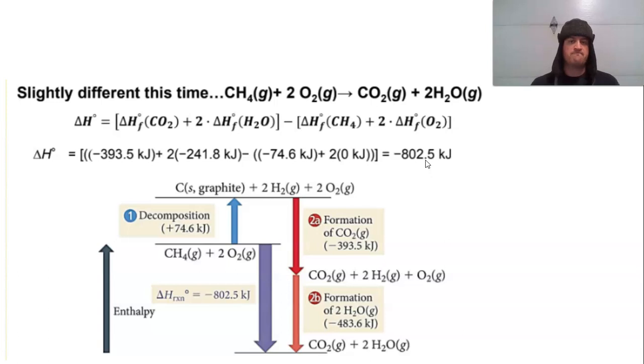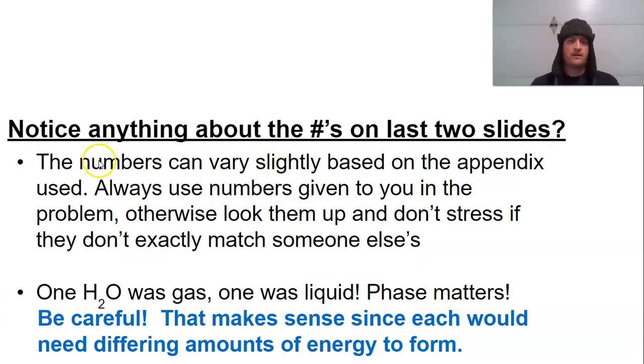Now you might say, what's that about? Well, do you see anything about the numbers? They can vary slightly based upon the appendix used. They're always going to be based upon some interpretive values. Always use the numbers given to you. Otherwise, look them up and don't stress if it's not exactly the same. So keep that in mind.